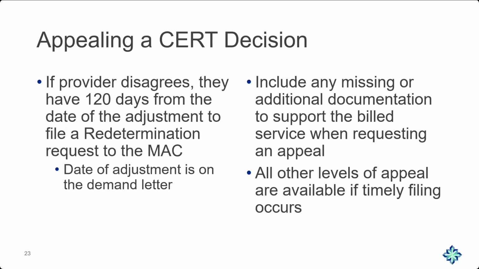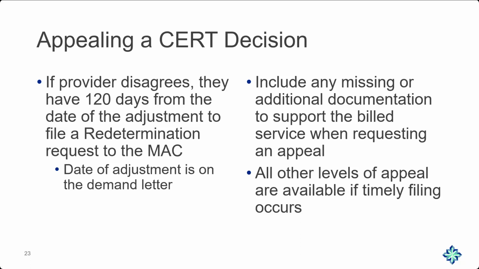Now, was your error due to a missing signature? What you're going to need to do is submit a valid attestation with your appeal request or an electronic signature that was appended at the time of the service. Were you missing documentation of medical necessity? When filing your appeal, it's going to be imperative to submit the office note documenting the medical necessity or the reason that the service was requested.